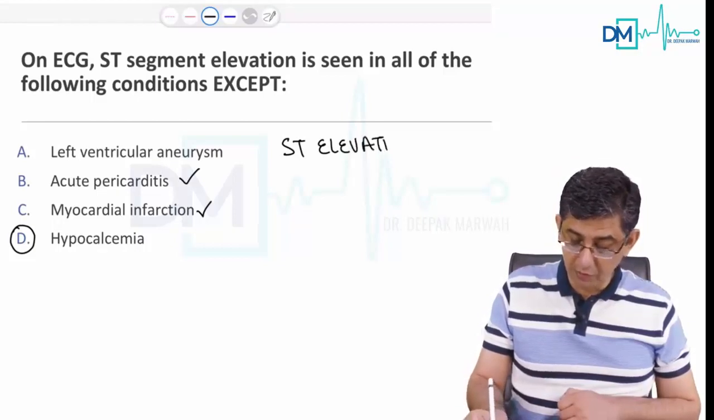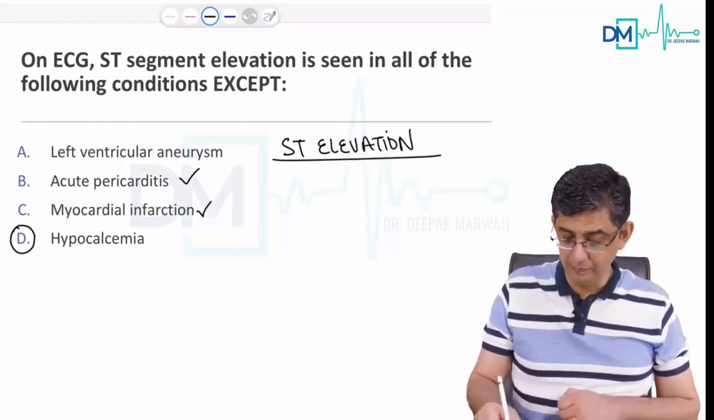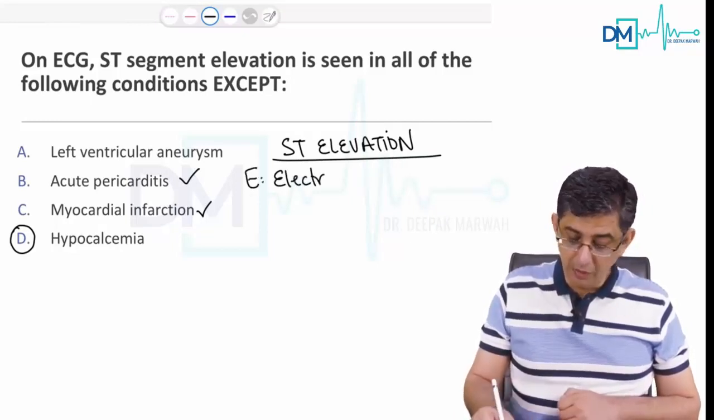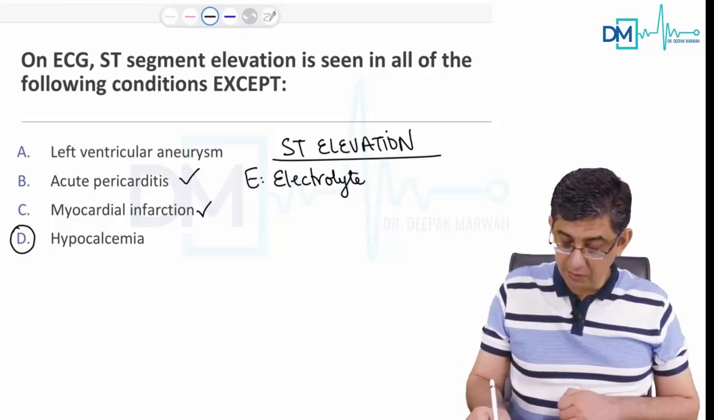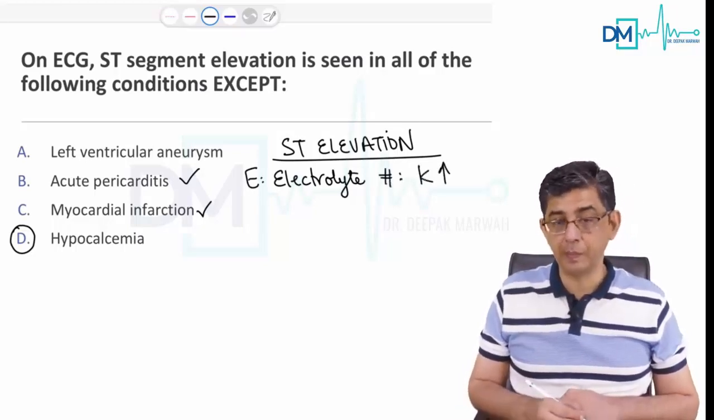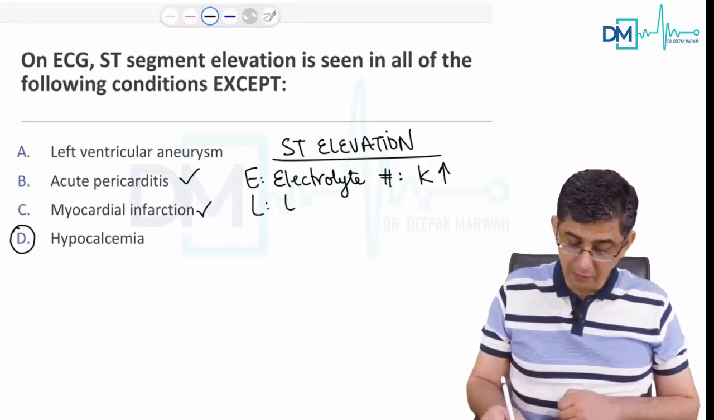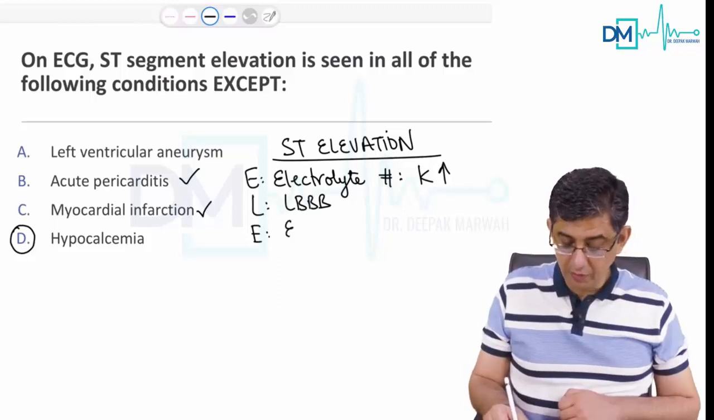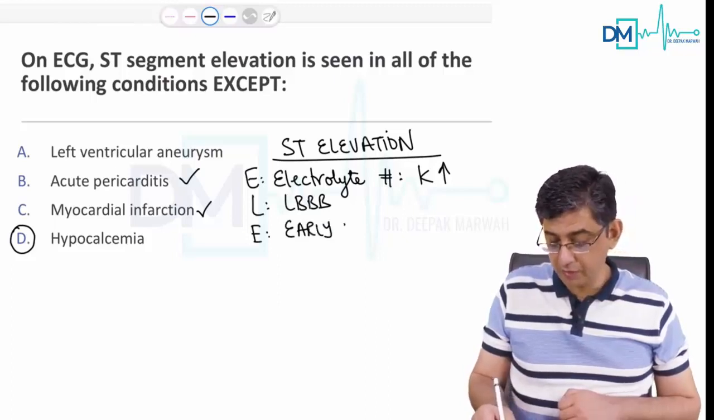ST elevation is a feature of all of the following except. In the word ELEVATION, alphabet E can be used to remember electrolyte imbalance. What I mean by electrolyte imbalance is hyperkalemia. Alphabet L would stand for left bundle branch block. Alphabet E would stand for early repolarization variant.